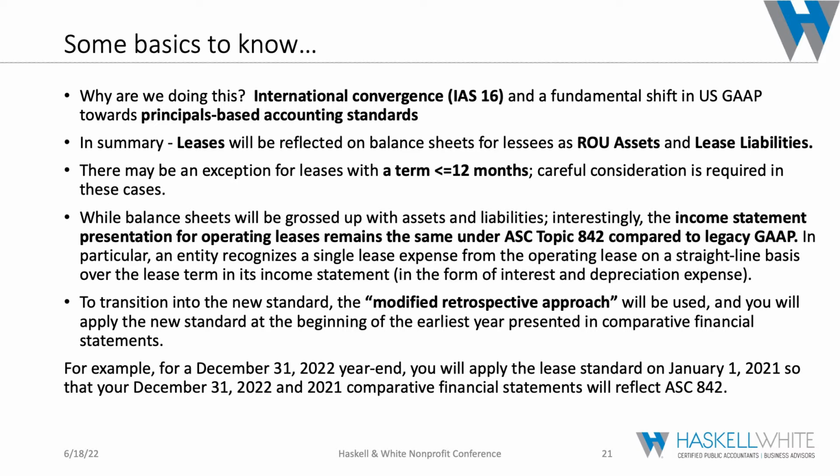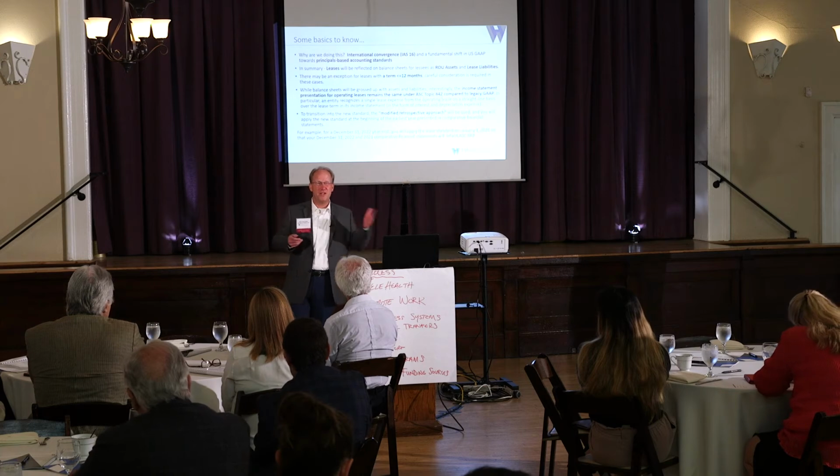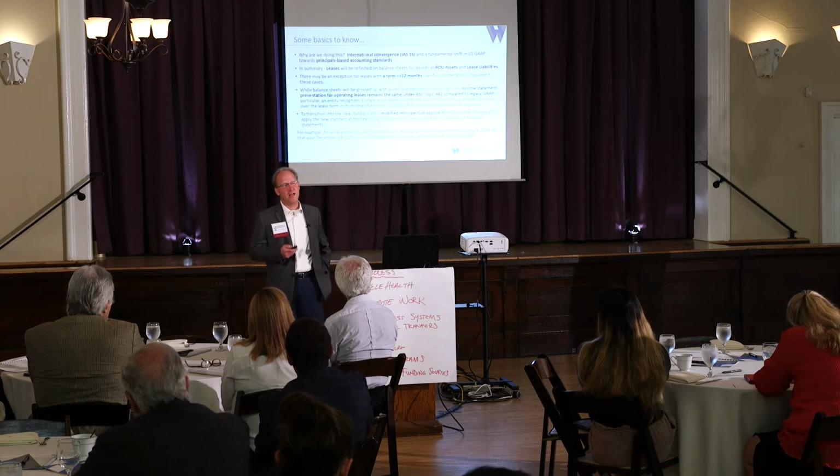We do have an exception in the standard if you have a lease that's 12 months or less. So maybe you say, boy, if it's only a 12-month lease, do I really have to put it on my balance sheet and then amortize it over 12 months? It's kind of short. And the answer is you may not have to. There's a scope exception. This is a practical expedient that says, hey, if it's a 12-month lease, you might be able to just go ahead and expense it as you make the payments. So there's a little bit of an out there.